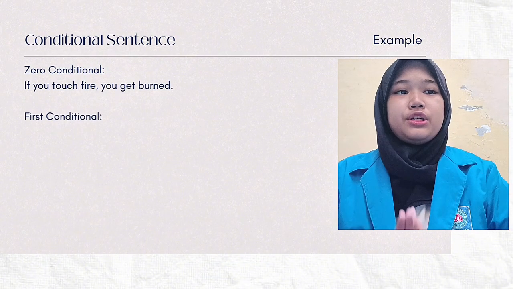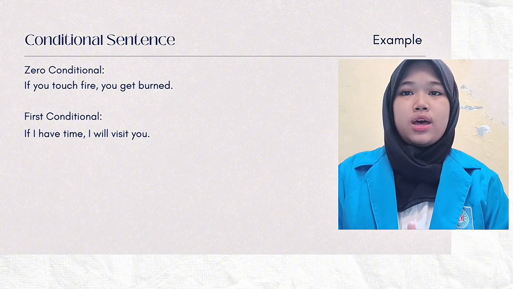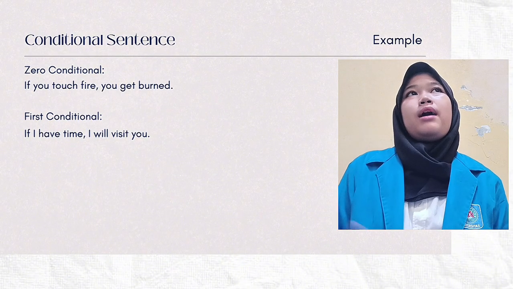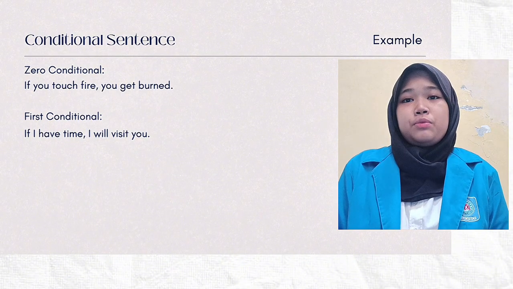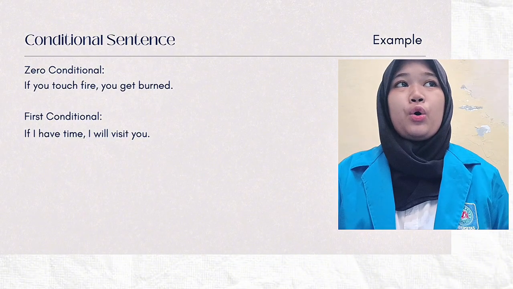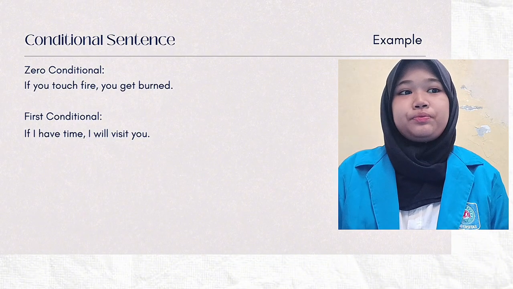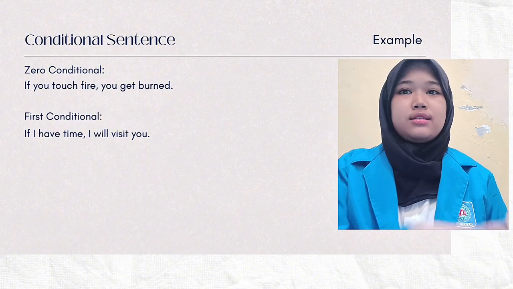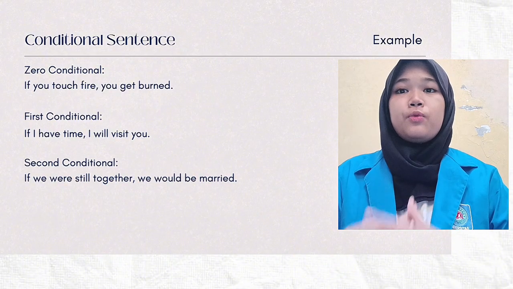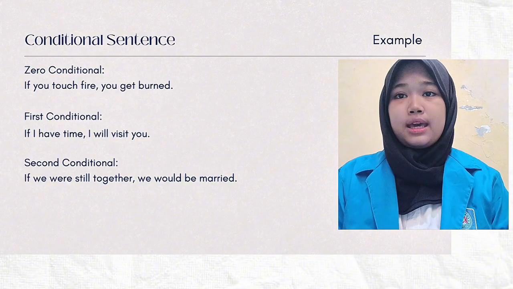And the first conditional: if I have time, I will visit you. This is like we say, maybe if I have time, I will visit you, but I don't know whether I will have time to visit you. So it's like we still don't know if we can visit them or not. Okay, the second conditional is: if we were still together, we would be married.